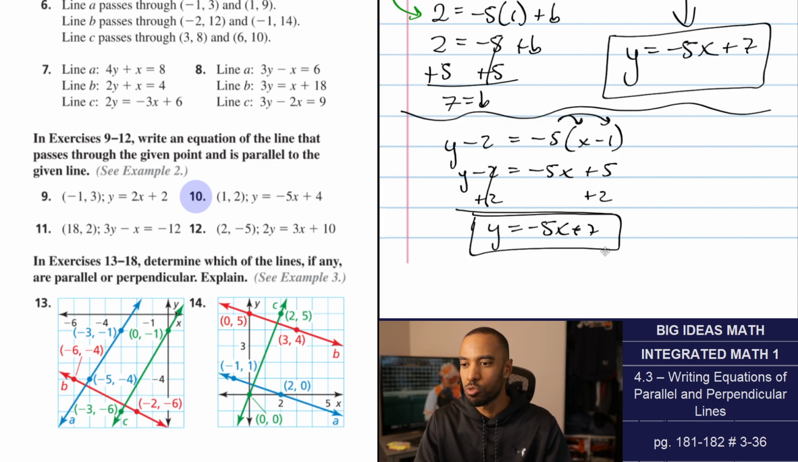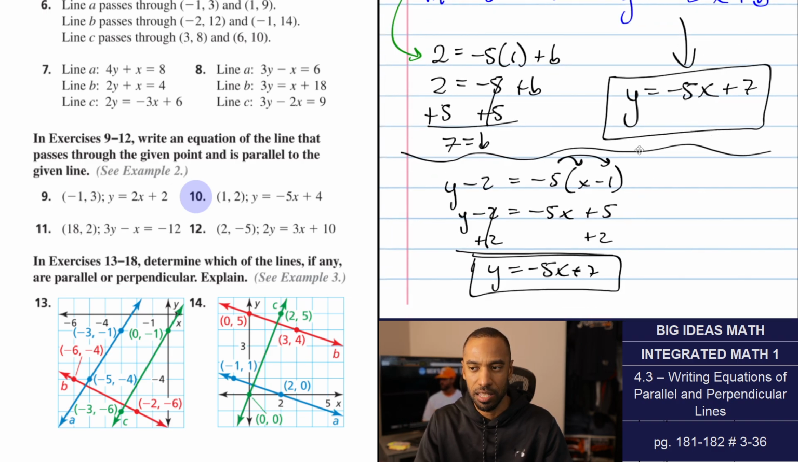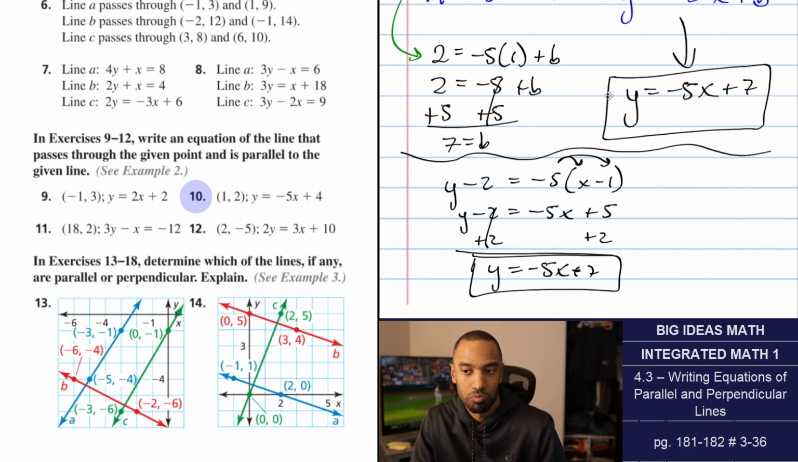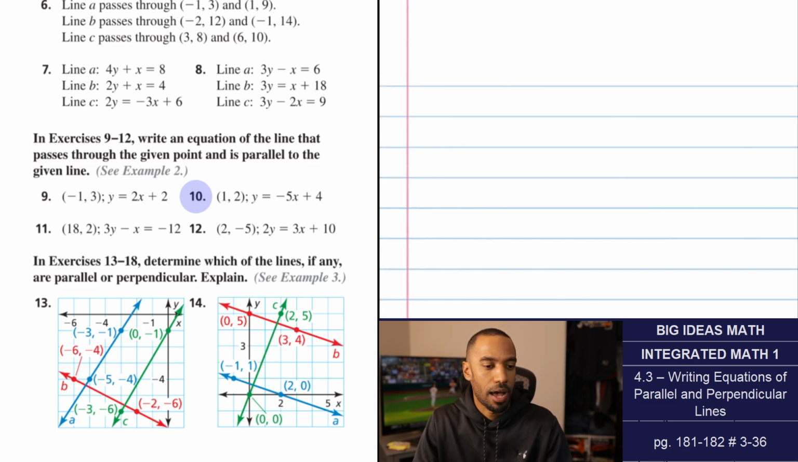So anyway, what was my point of this? We get the same equation out of point-slope form that we did out of slope-intercept form in writing it in slope-intercept form. Either method. I think most people would prefer this just because they like the form more. I think I prefer it. Not because I know the form more. I just prefer it. Number 11.